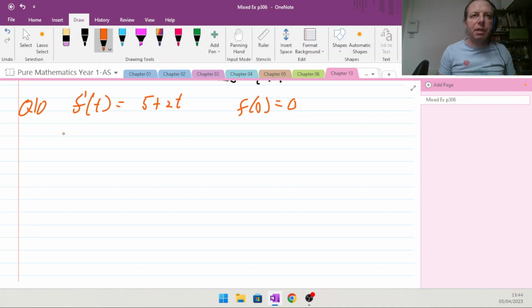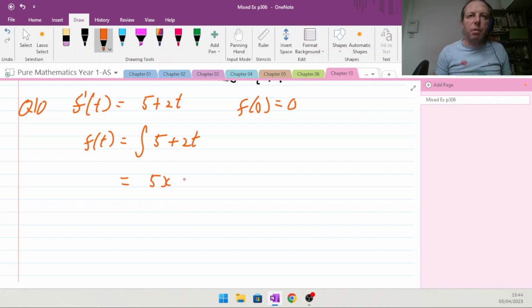So to find f of t, we are going to do the integral of it. So f of t is equal to the integral of 5 plus 2t. And so that integral: 5, add a power to it, 1, divide by 1, plus 2t squared, divide by the whole power. So we end up with 5t plus t squared plus c.